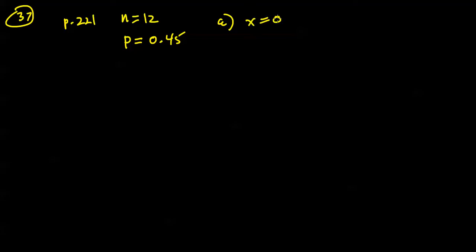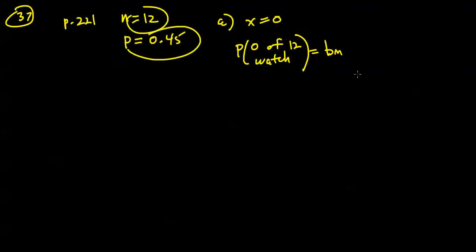None of the households is tuned to the Saints-Colts game. So the probability that 0 of 12 are watching this game, well, again, it's a binomial experiment. You've got 12 trials. The probability of success in any trial is 0.45. So I'm going to use my binomial PDF command with 12 trials, 0.45 probability of success in any trial, and looking for 0 successes here.